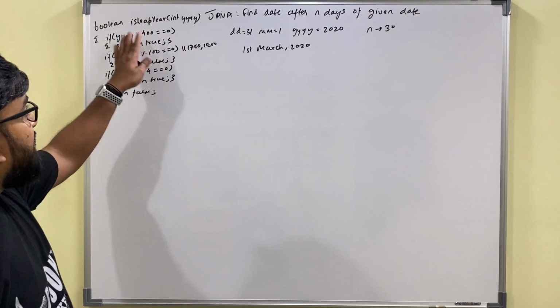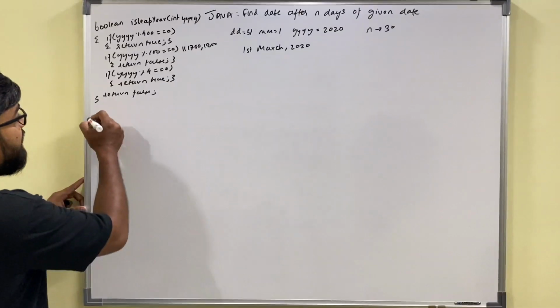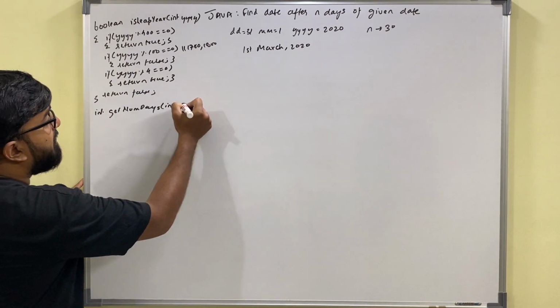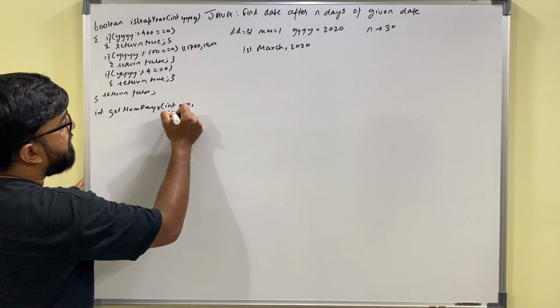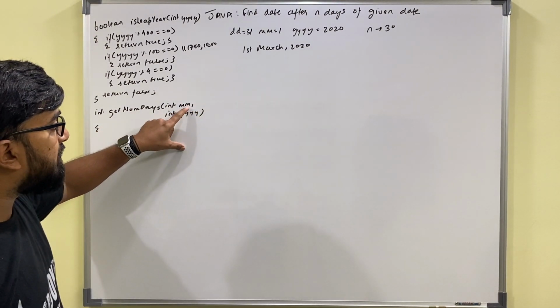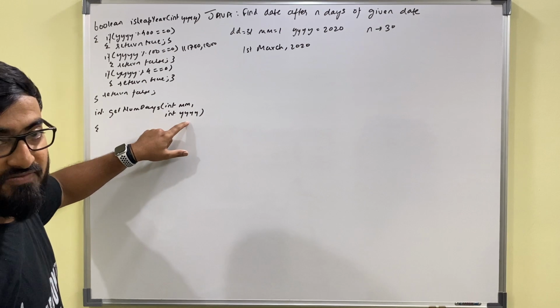Okay, so this is my first helper method. My second helper method is int getNumDays(int mm, int yyyy). This method will return me the number of days in the given month for this given year.